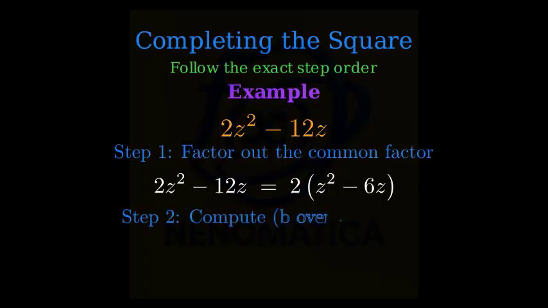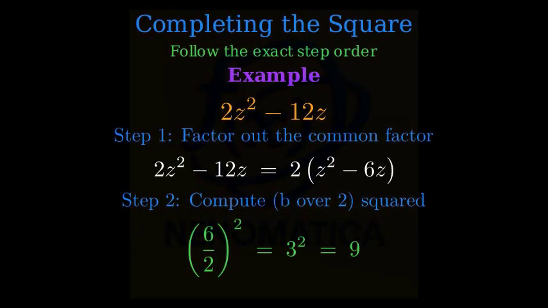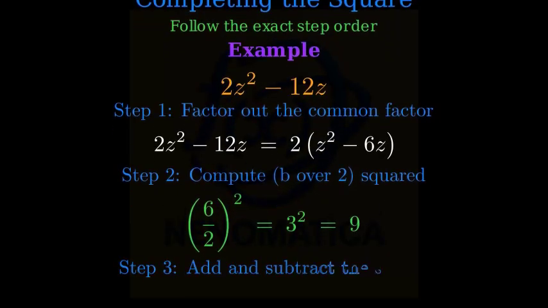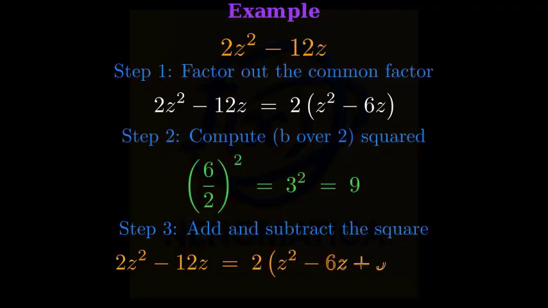Step 2. Prepare to complete the square. Inside the parentheses, the coefficient of z is negative 6. We take (b over 2) squared. The magnitude is 6 over 2 squared, which equals 3 squared, which equals 9. Step 3. Add and subtract the square inside the parentheses, which adds 0 in a helpful form. That gives 2 times the quantity z squared minus 6z plus 9 minus 9.